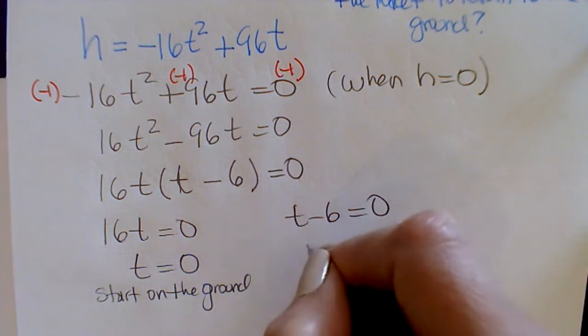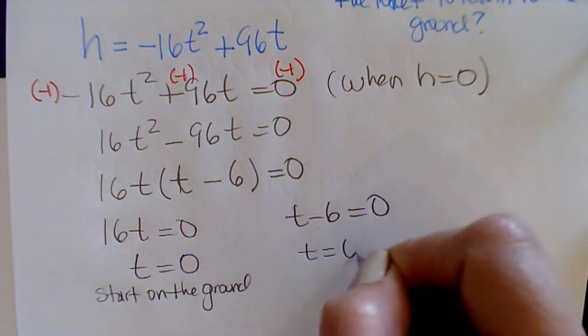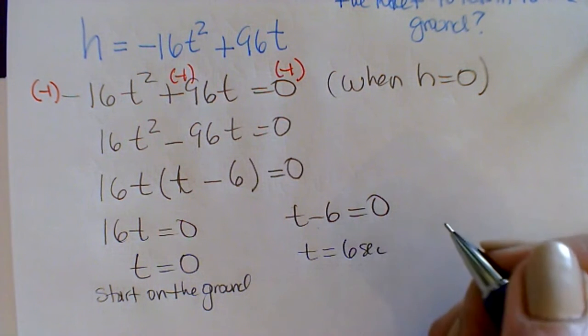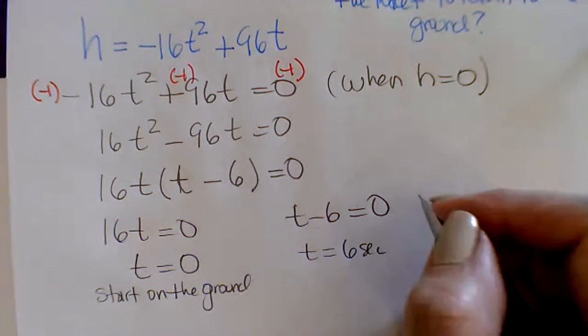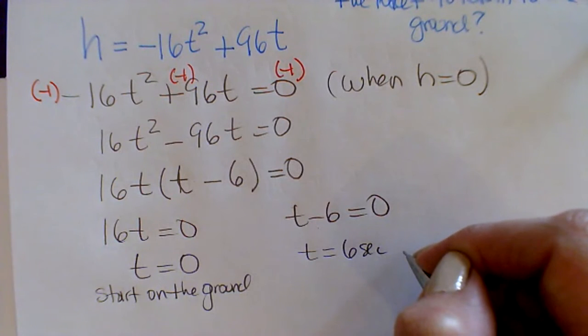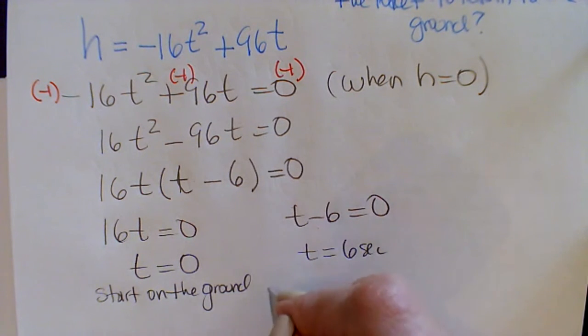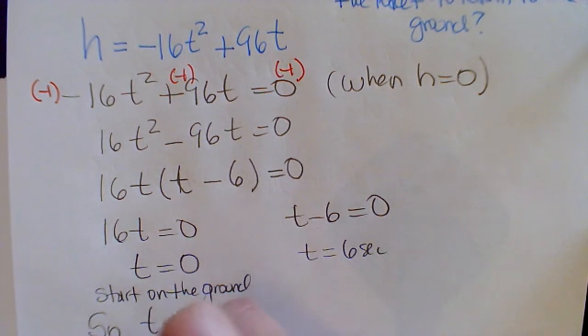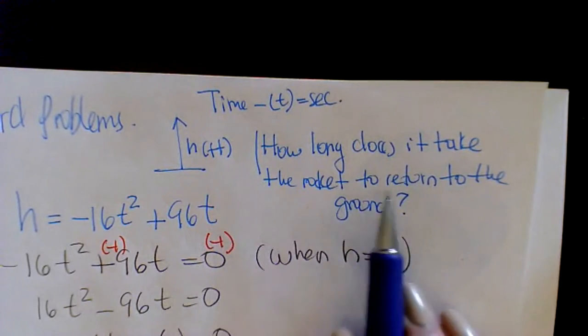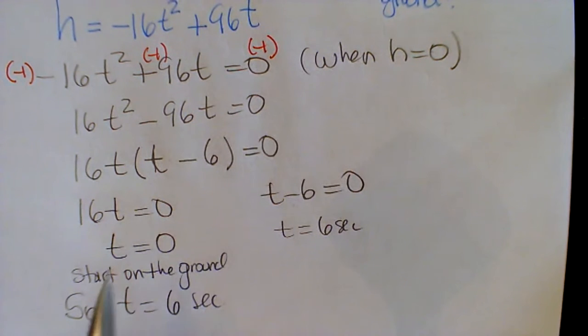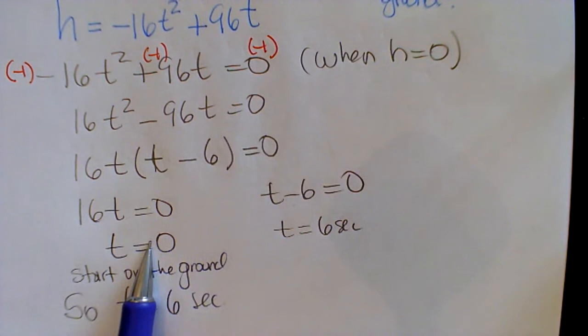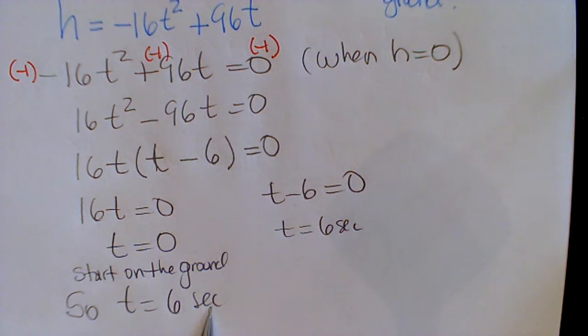Right? And then this is going to be t equals 6. So 6 seconds later, it's how long it takes to be back on the ground. So we have t, the answer would be t. How long does it take the rocket to return to the ground? 6 seconds. So the rocket is on the ground at t equal to 0, right? At the start. And again, it's on the ground after what? After 6 seconds.